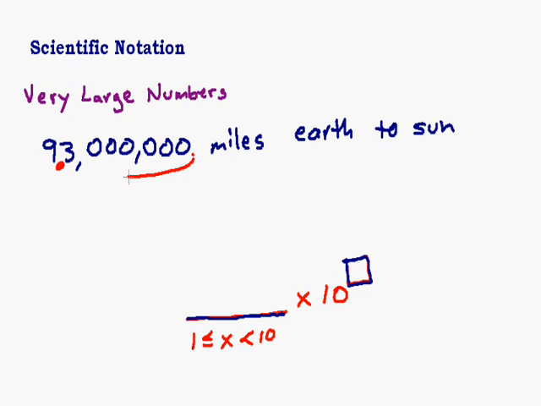Now, how many places did I move the decimal? Well, let's count. 1, 2, 3, 4, 5, 6, 7. That's my number that goes for my exponent. So I have 9.3 times 10 to the 7th. And that would be 93 million in scientific notation.